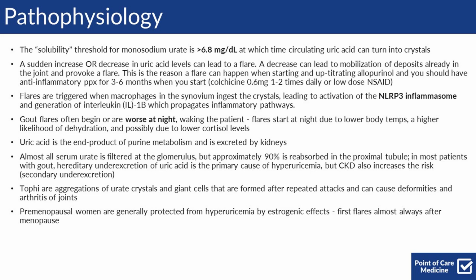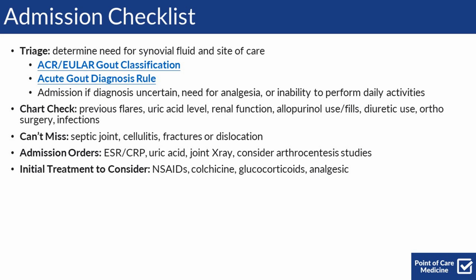menopause. When you're admitting a patient, for the checklist, start with triage, determining the need for synovial fluid and the site of care. There are multiple tools to help determine whether or not you need to get synovial fluid. You should admit the patient if the diagnosis is uncertain, if they need analgesia, or they have an inability to perform their daily activities due to pain.